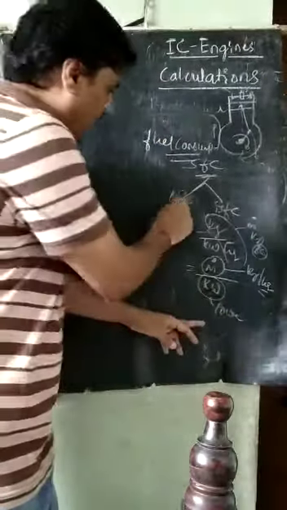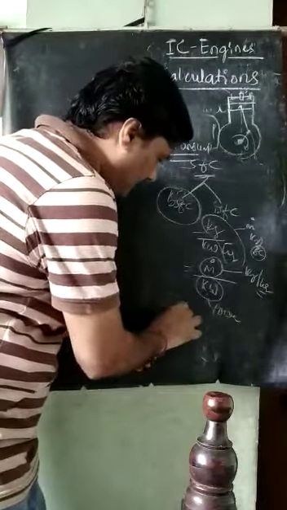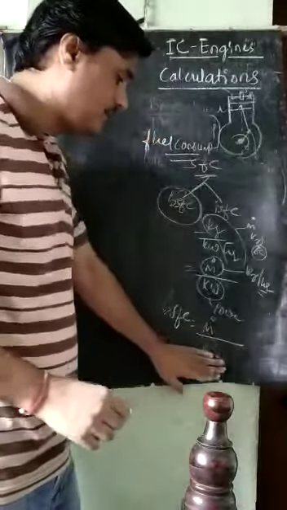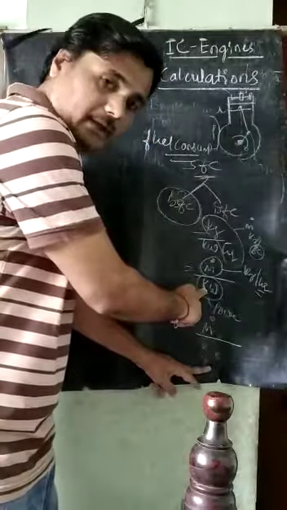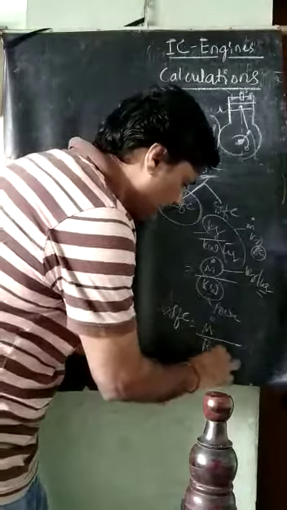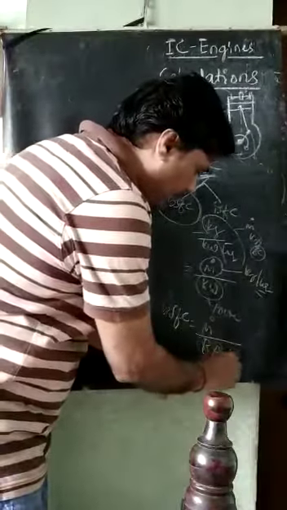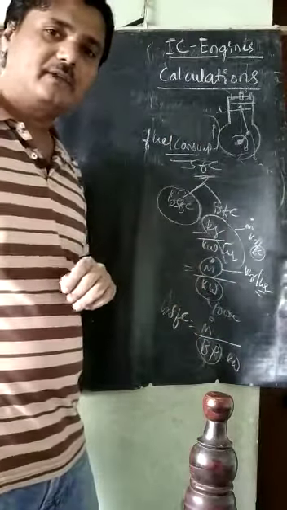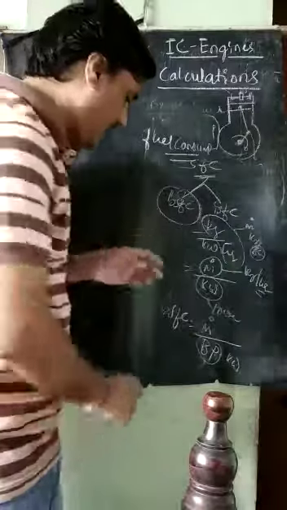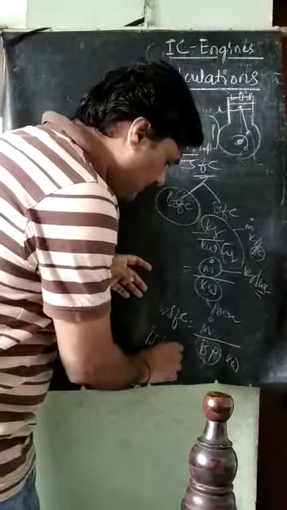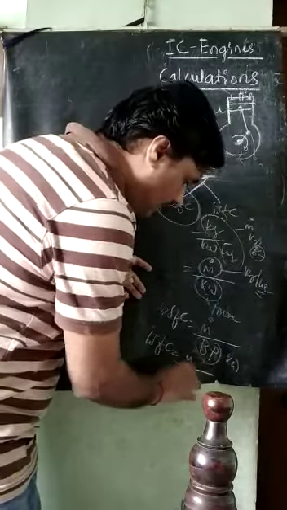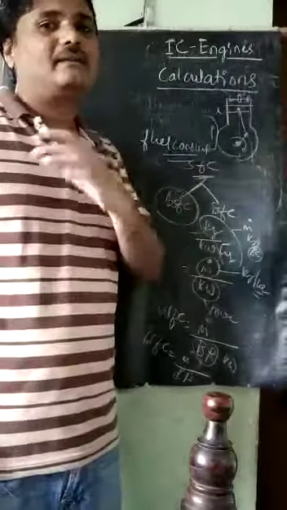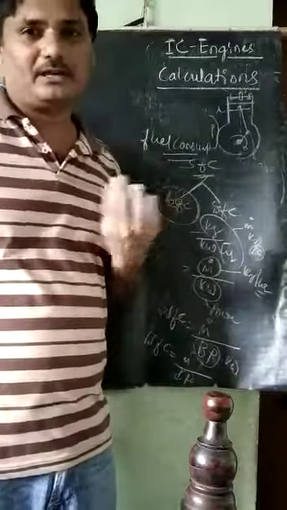Next, if I am writing for the BSFC, the mass flow rate is the same in kg per hour. In place of the kilowatt, we have to write the BP, BP in kilowatt. What is the unit we are getting? Kg per kilowatt hour. It is called the BSFC. And ISFC means mass flow rate divided by IP, indicated power. Then it becomes ISFC, indicated specific fuel consumption.